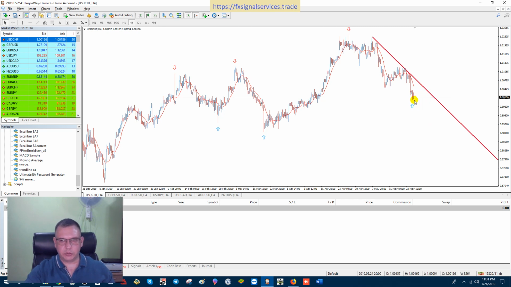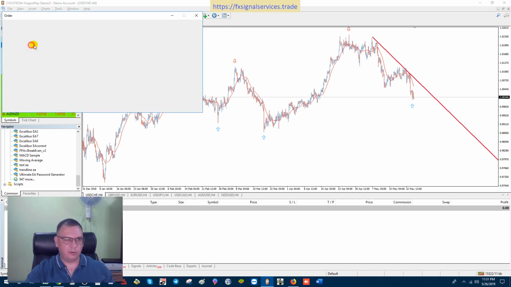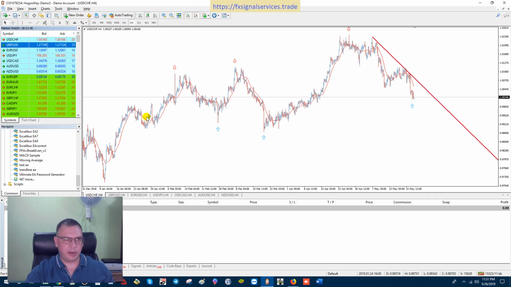If it keeps dropping, fine. But I definitely would not place a buy trade right now. Even though it shows that it's going up, it's going to be a very slow process, and it's probably not going to go up too much. So keep that in mind. Bearish for the long term. Now for pound USD.